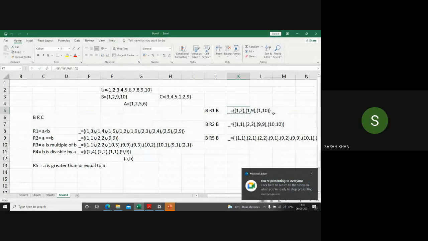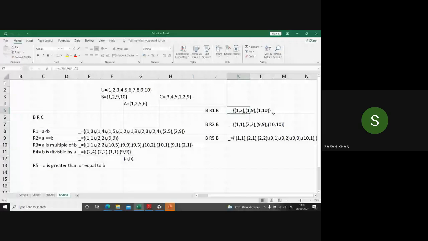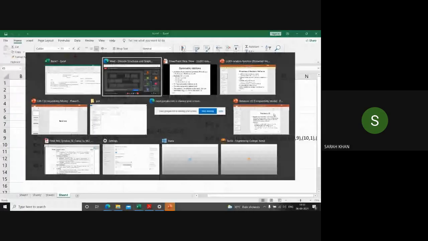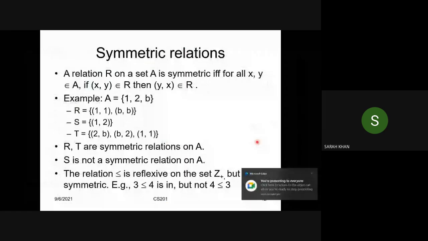Sir, I have a doubt in the previous slide. Yeah, Sarah, tell me, what is the doubt? Our relation was (1,1) and (b,b). So how was that symmetric?